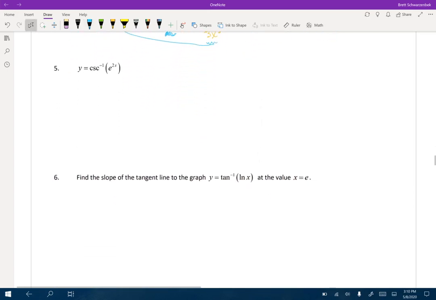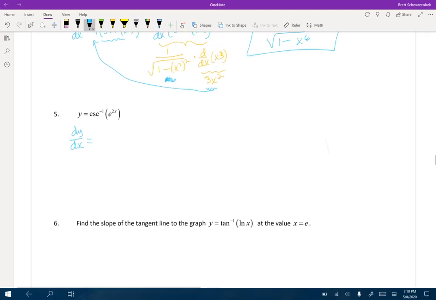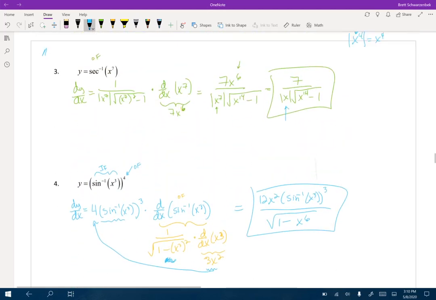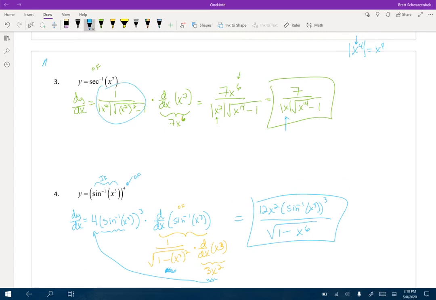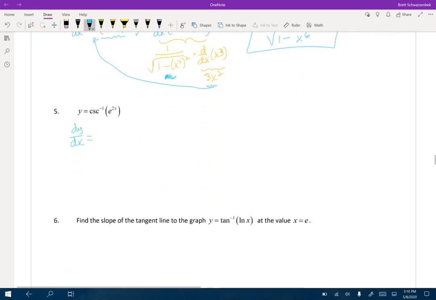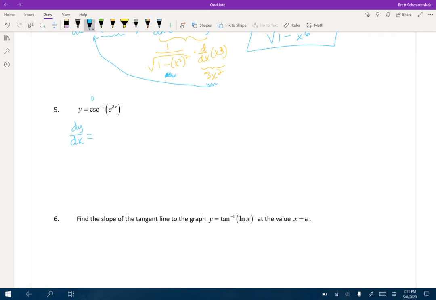Okay, let's try another one. So let's say we did the cosecant inverse of e to the 2x. dy dx. So the cosecant inverse, similar to the secant inverse that we did up here, is going to have a crazy derivative, but it's going to have a negative sign in front of it. So this is the outer function again, and this is the inner.